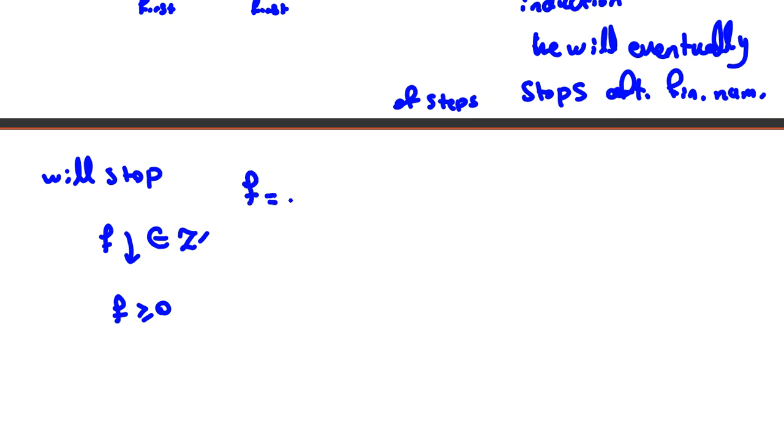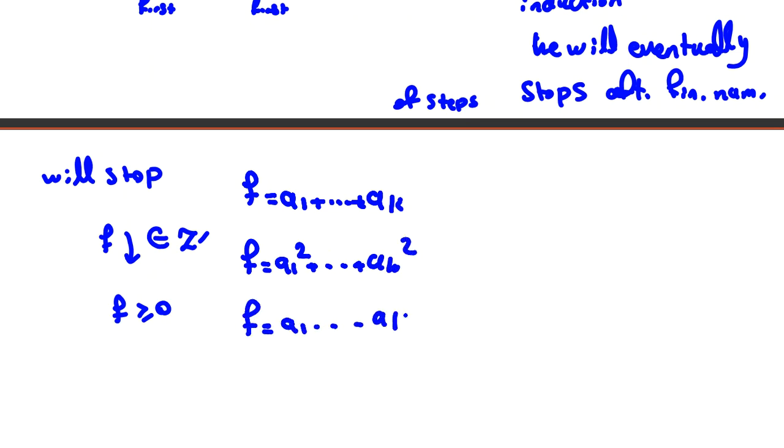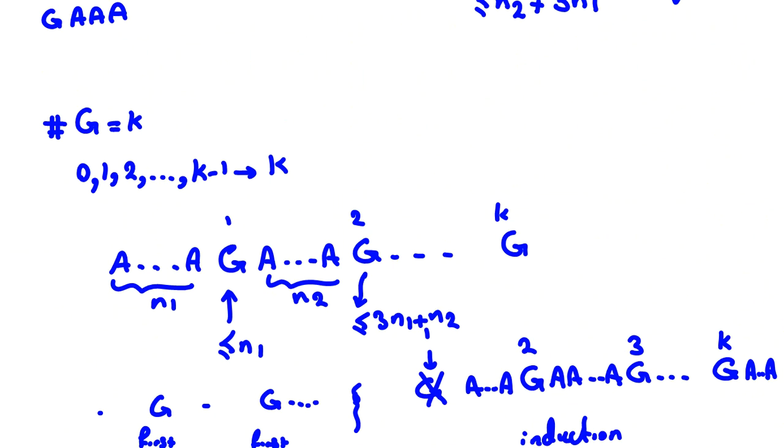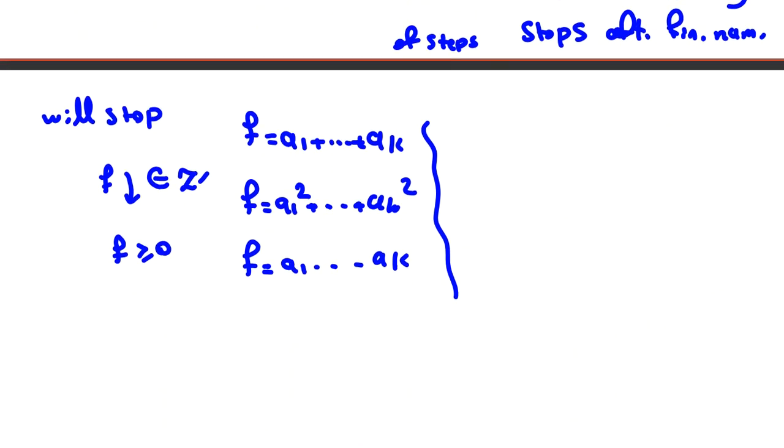We have 3 important functions: the sum of variables a1 to ak, the sum of squares of variables a1 squared to ak squared, and another one, the product of variables. These 3 functions are very important. 90% of the problems you need to solve use these. Another thing you should pay attention to for this problem is the leftmost g. Leftmost and rightmost are also useful in many problems.